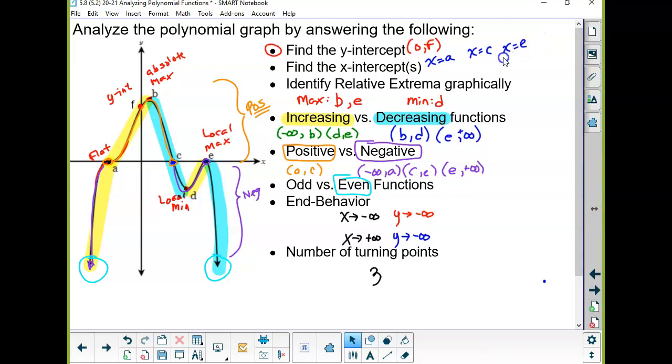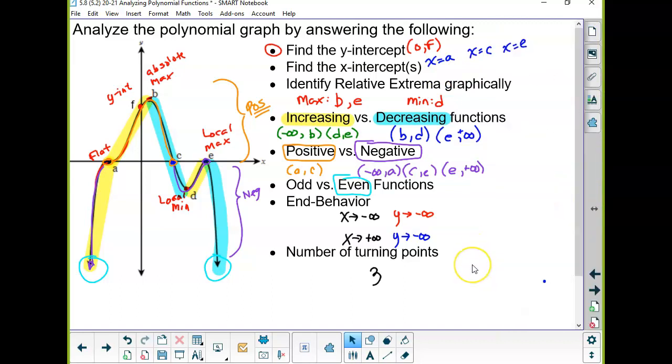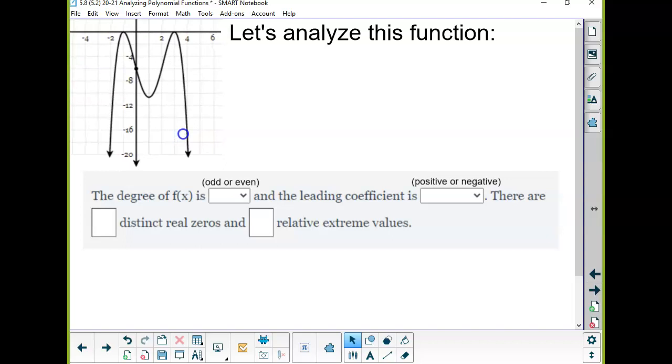Okay, so the next handful of slides, I don't want you to write. It's just getting used to how Delta Math is going to ask you a couple questions. And then we have one more topic that we have to discuss, and we will have you write that down. So don't write this, but what if I tell you to analyze this function right here? So I give you a graph, and we got to fill in the blanks.